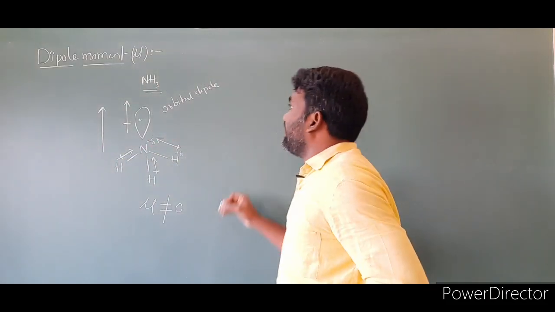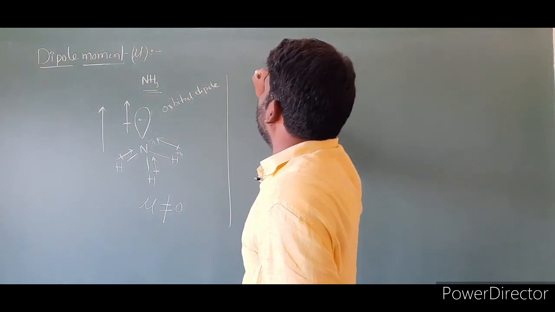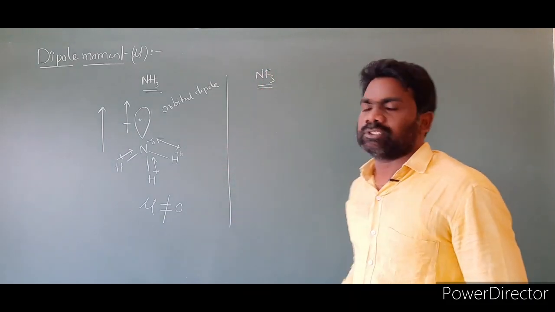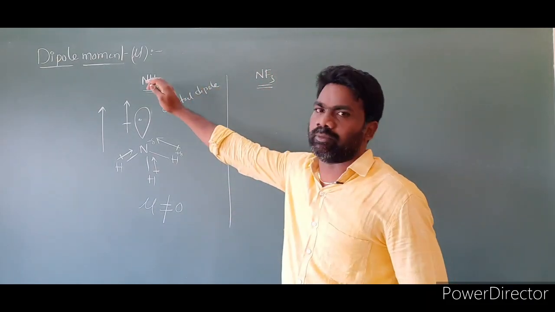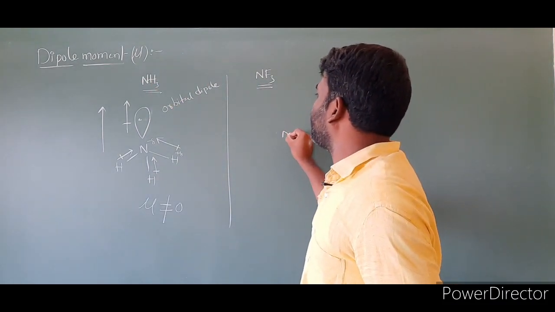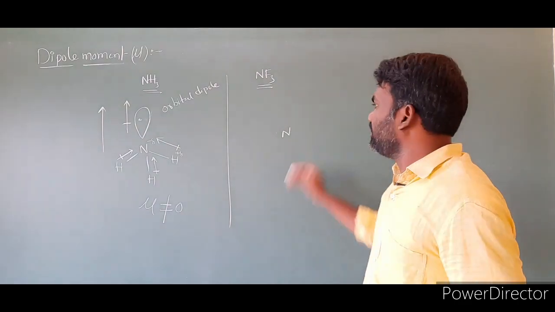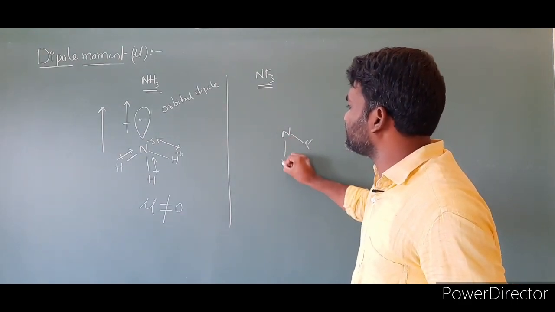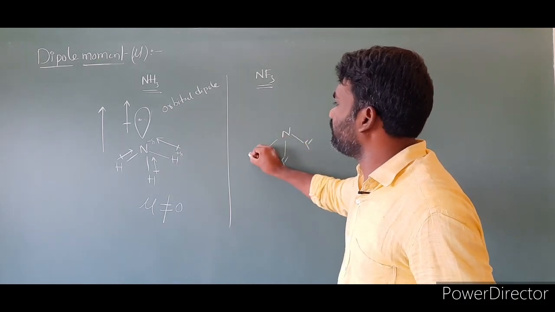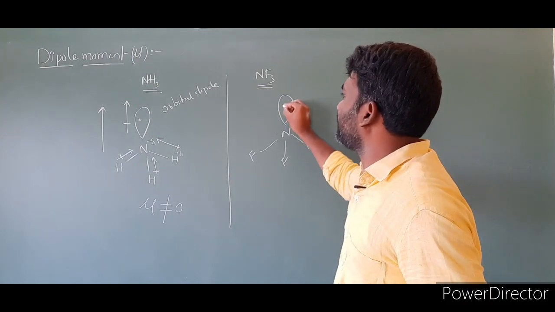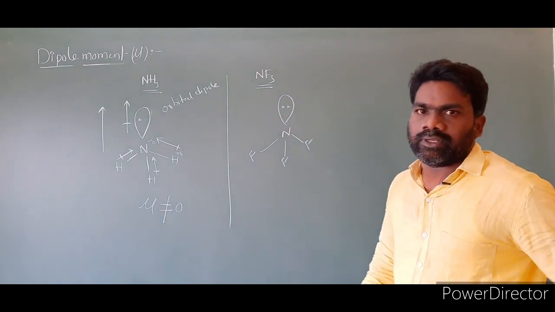Next we will take another example, the NF3 molecule. We have to compare the dipole moments of ammonia and NF3. So first we have to write the structure of the NF3 molecule. Nitrogen is at the center and there are 3 fluorines: this is the first fluorine, this is the second fluorine, and this is the third fluorine. Clear? And one lone pair of electrons is present on the nitrogen, isn't it?